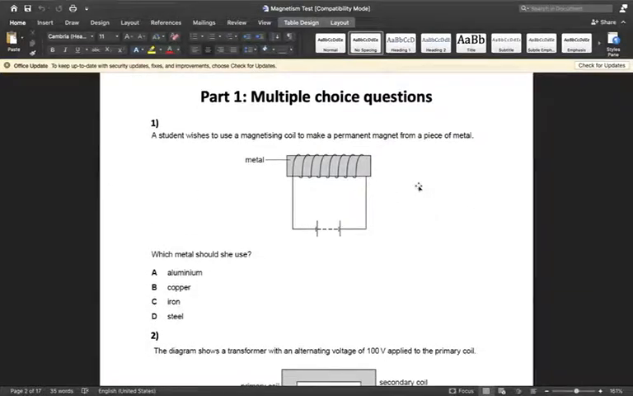This is the first section, which is multiple choice questions, and I would prefer we do that orally together. Okay. It says question number 1: a student wishes to use a magnetizing coil to make a permanent magnet from a piece of metal. Which metal should she use?